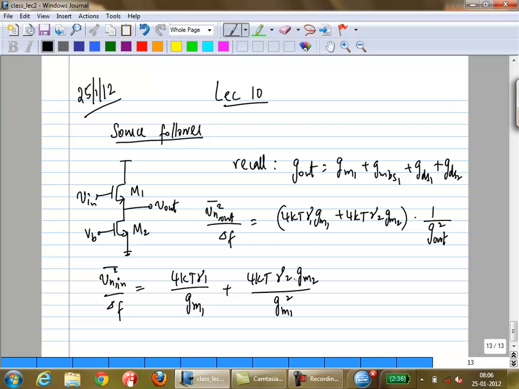Okay, so this is the input referred noise of the source follower. And if you see, it actually looks very similar to what you derive for the common source with the PMOS current source, right? It's not very similar, it's exactly the same.